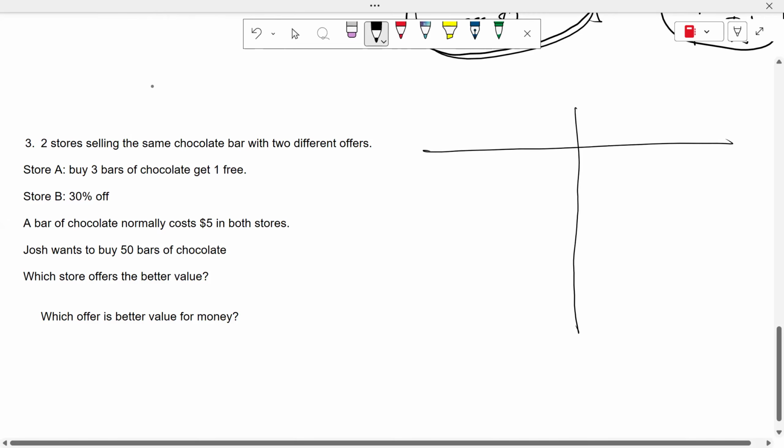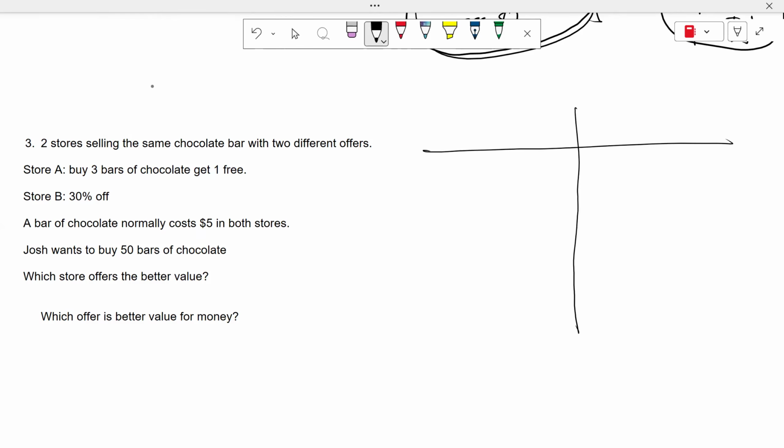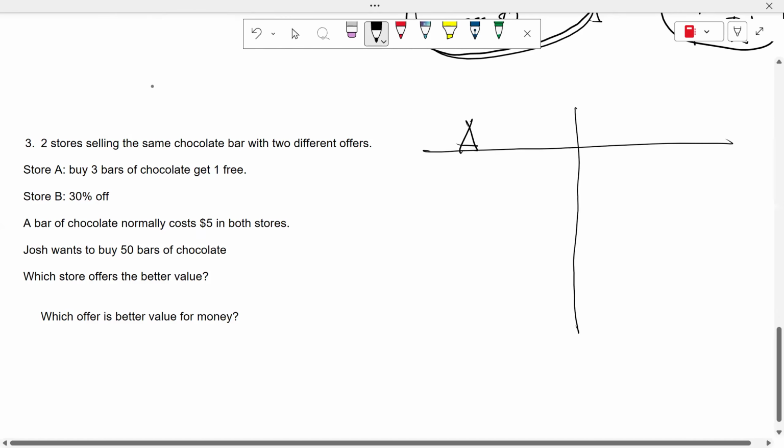Store A: buy 3 bars of chocolate, get one free. That's nice, that makes sense. Let me do Store A and Store B. So what is the offer? Buy 3.